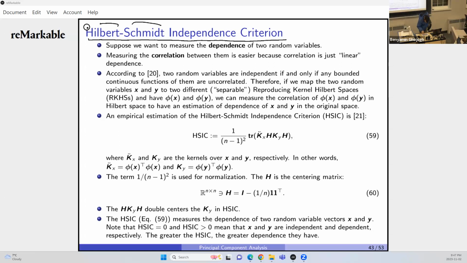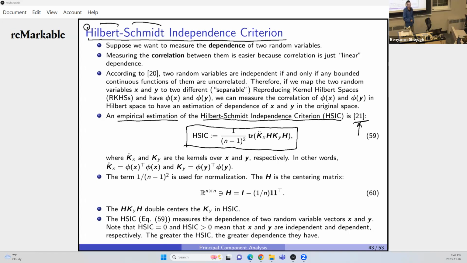This is HSIC, short for Hilbert-Schmidt independence criterion, proposed in reference 21 by Schölkopf et al. This is an empirical estimation of that. By the way, if you read paper 21, you will not understand anything. It's very hard. I couldn't understand it. I could only understand this formula. Schölkopf's papers are usually very hard. So what is this formula saying?